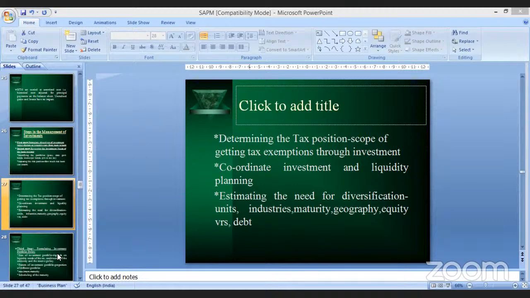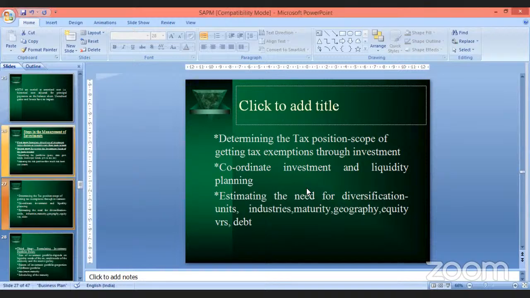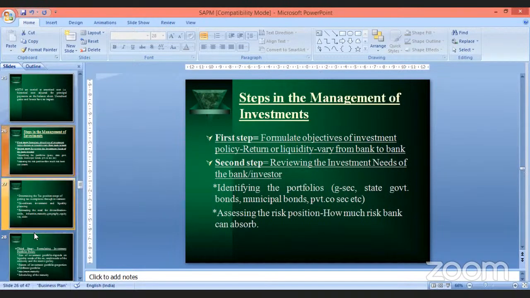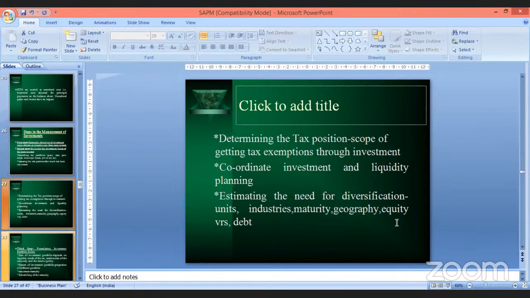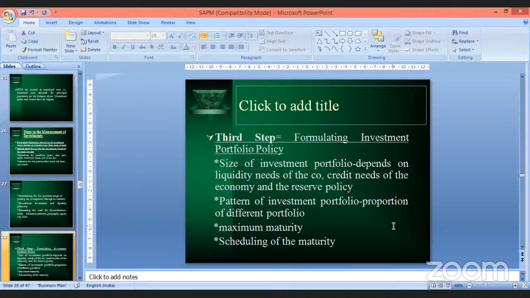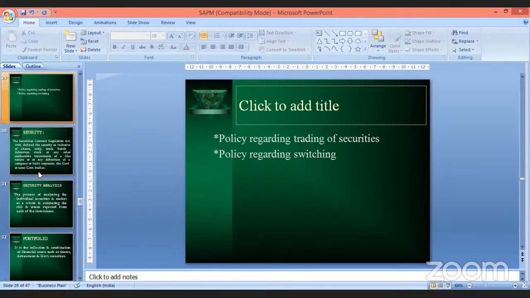So this is about the second step, that means reviewing the investment needs. Then you need to proceed to the third step. On the basis of that, you formulate the investment portfolio policy. That means what should be the size of your investment portfolio, the pattern of the portfolio, the proportion of different portfolios, the maximum maturity period, and scheduling the maturity duration. All these things you need to consider in order to formulate the investment portfolio policy.